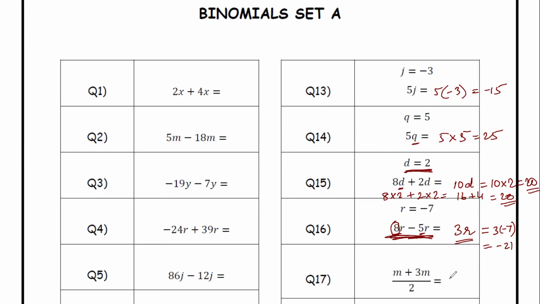Right, this is simple division and simplifying it. So m plus 3m is 4m. Again, like I said, we don't put a 1. It's understood it is 1m. Understood? Divide by 2. So when you divide by 2, you get 2m. 2 goes into 4 two times.